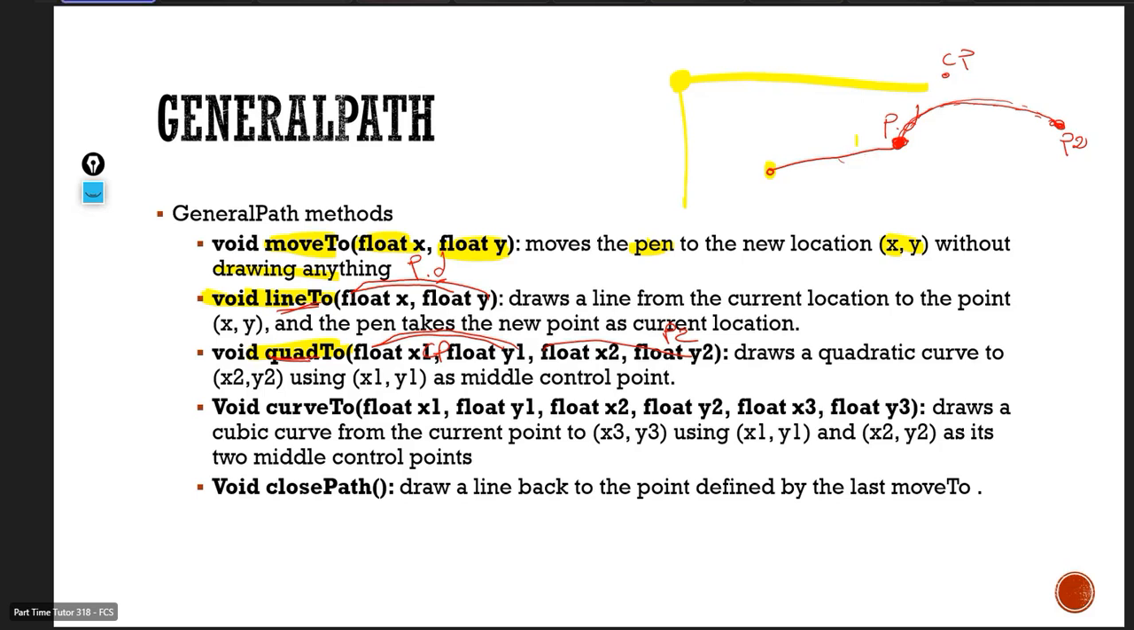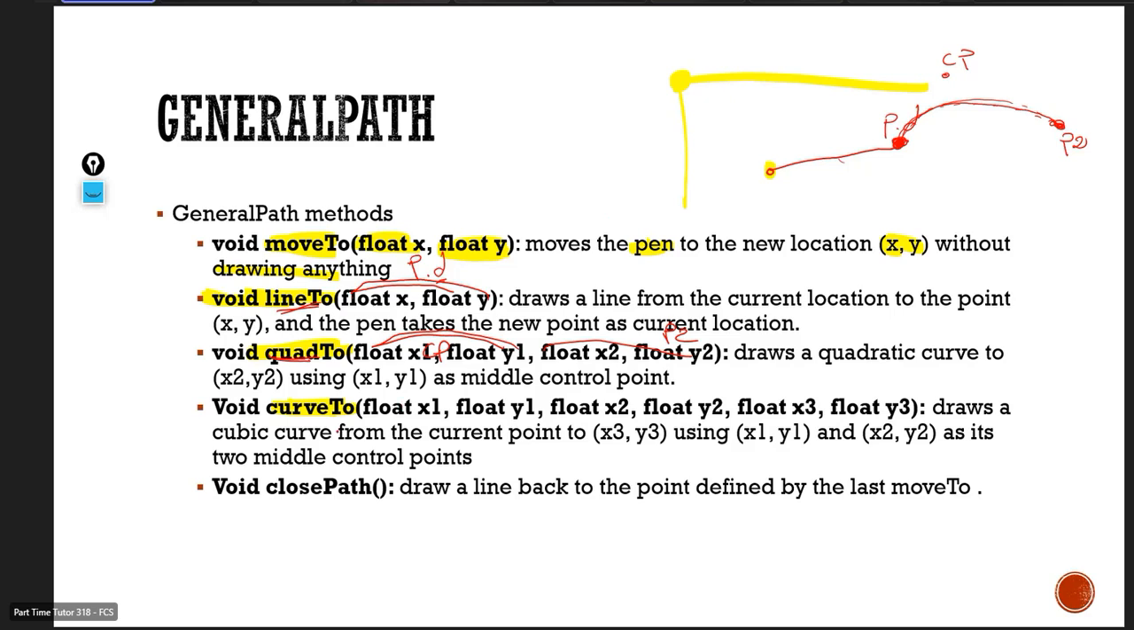You have also the method curve two. So the curve two here is similar to the cubic curve 2D. Cubic, if you remember, in cubic curve 2D, you have to give 4 points: starting point, the first control point, the second control point, and the last point. But here we have the path. It's like you have the pen here, and you are using the pen. That means you are continuing the drawing.